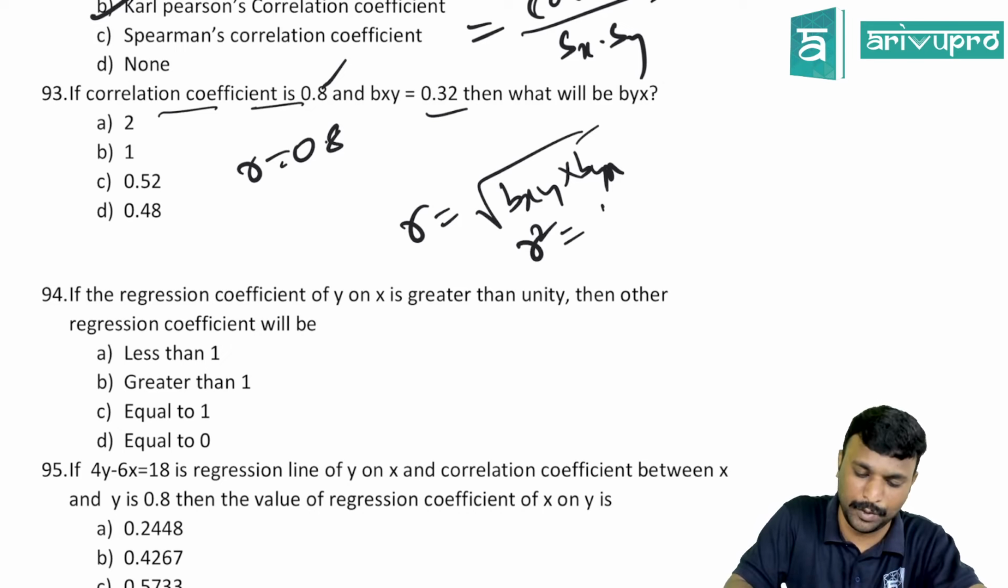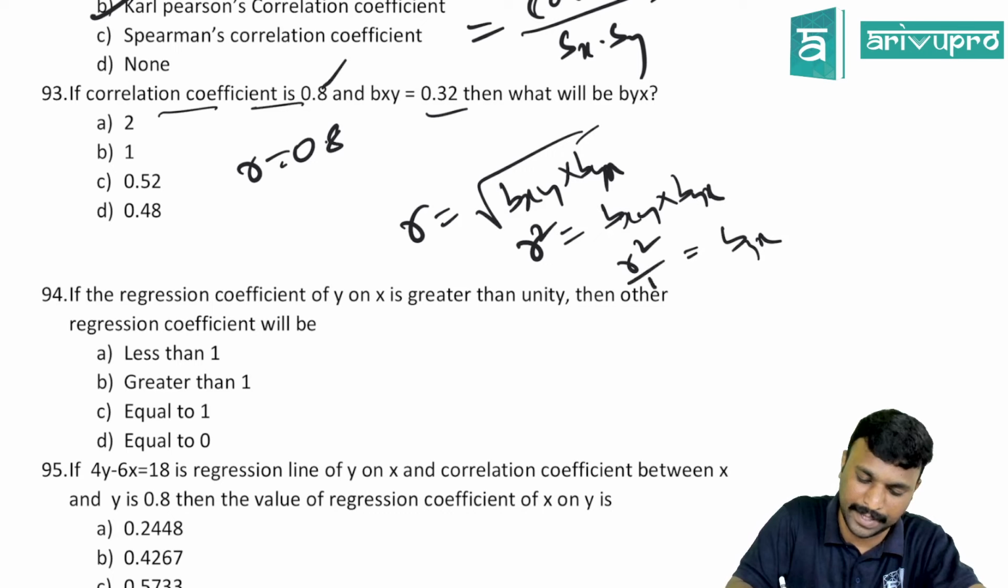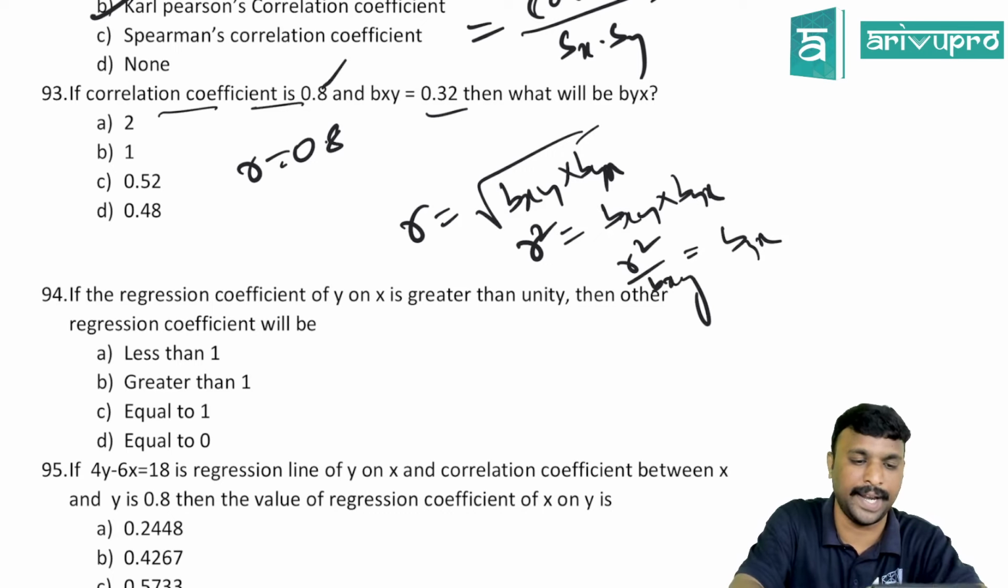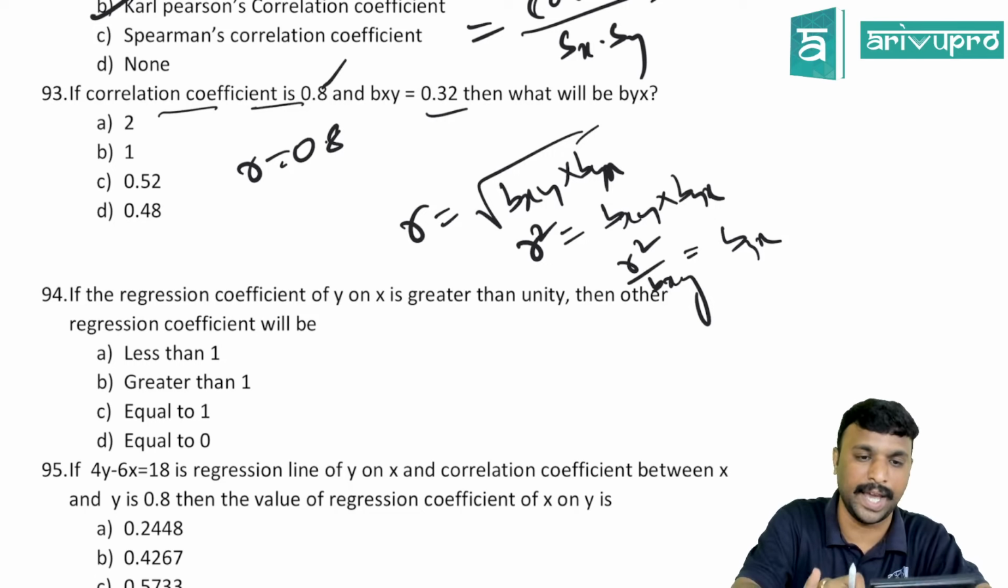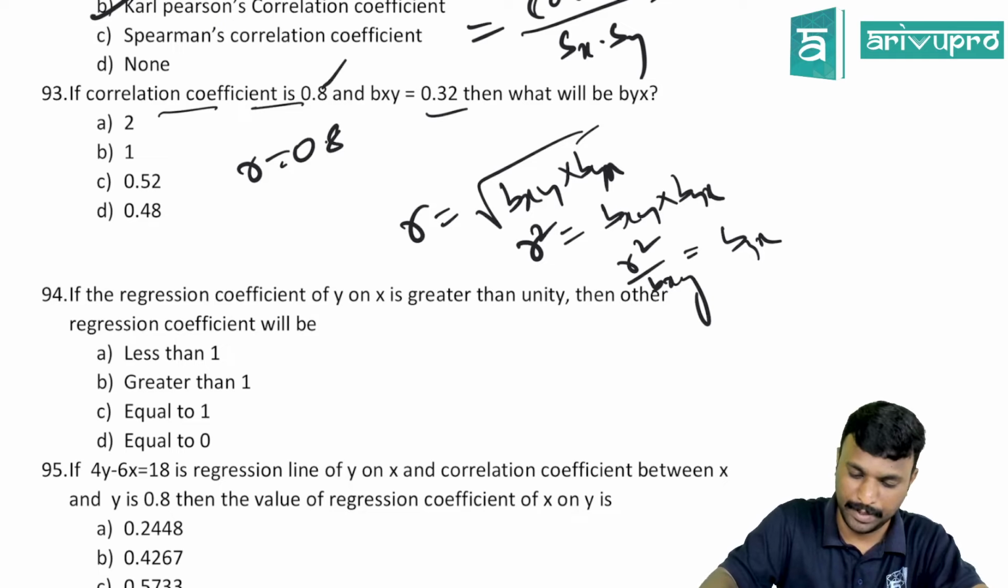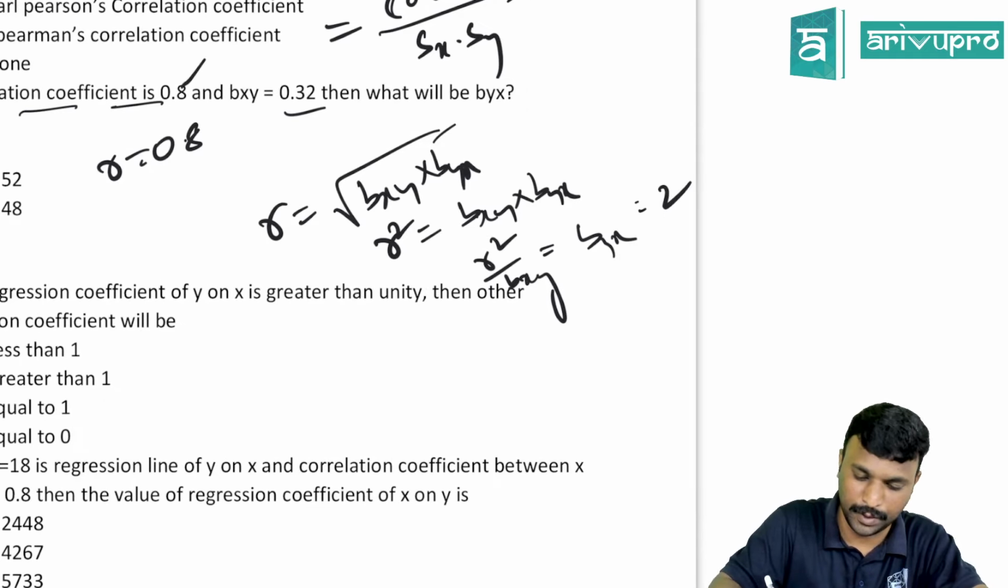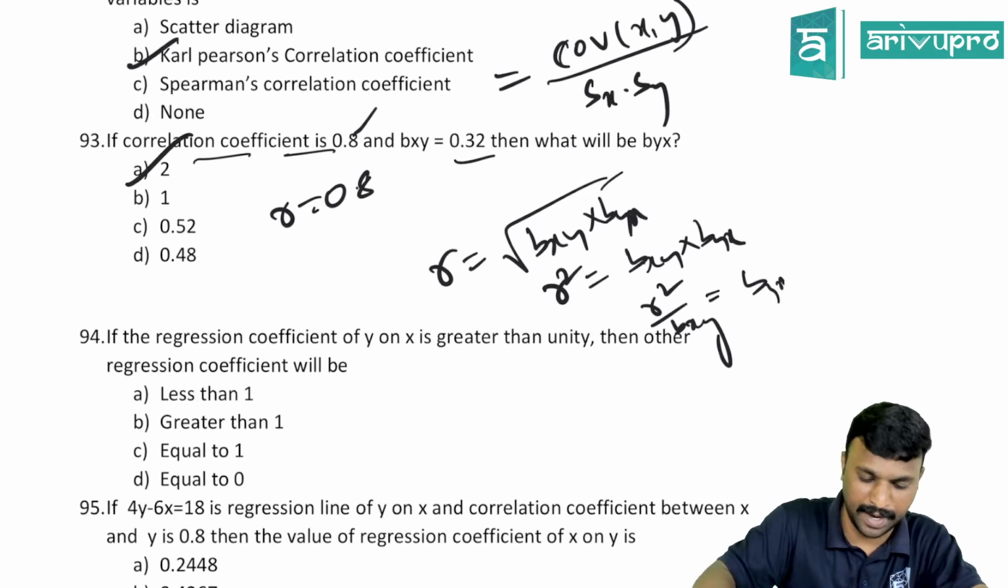R square is equal to Bxy into Byx. Therefore, Byx is nothing but R square divided by Bxy. What is R, guys? 0.8. Type 0.8, square it, press into, press equal, divided by Bxy is 0.32. The answer is 2. So Byx is equal to 2. Option A is the right answer.